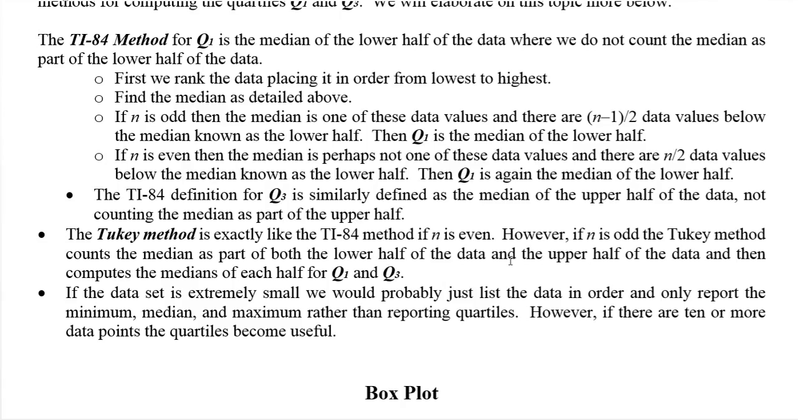The Tukey method is very similar to that. It works just the same way, in fact exactly the same way if n is even. But if n is odd, then the Tukey method counts the median as part of both the lower half and the upper half of the data, and then you go on to find the median of those 2 halves. There are other methods of finding these, but those are 2 of the most common ways. The point is you get these 5 numbers, called the 5-number summary, or the quartiles, and they divide the data into fourths.